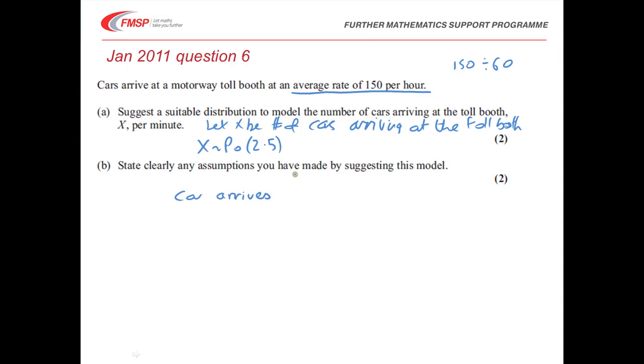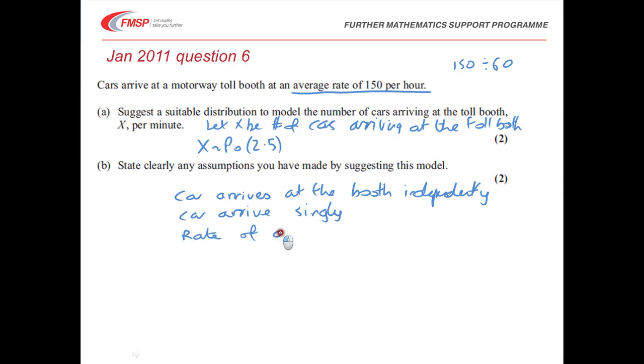So cars arrive at the booth independently. So the fact that one car arrives is independent of another one. Cars arrive singly. In other words, you can't have 2 cars appearing at the same time. And the rate of arrival is constant.